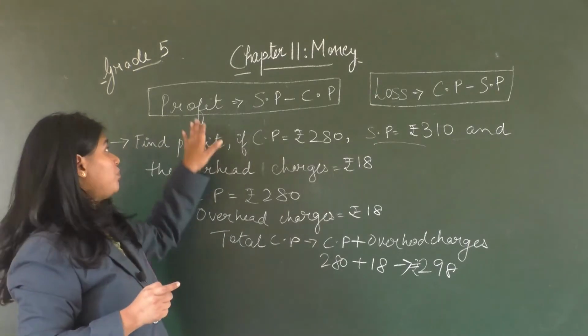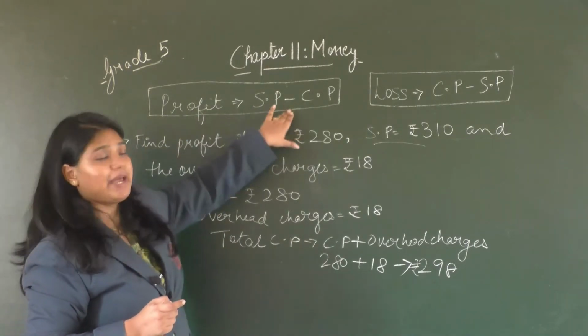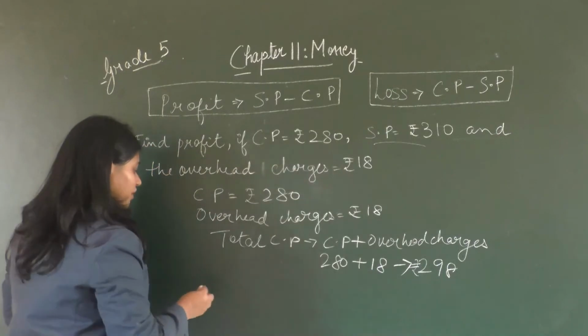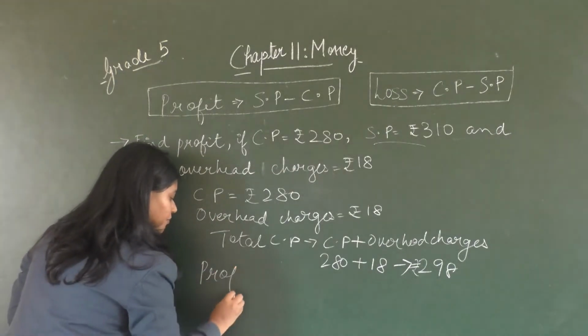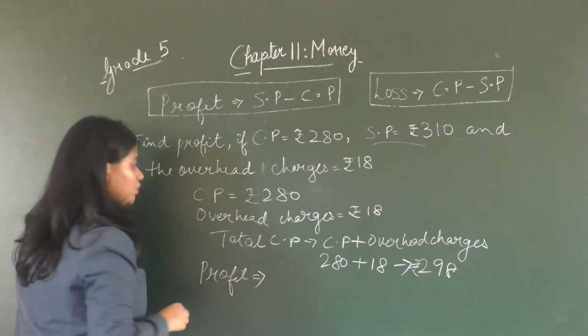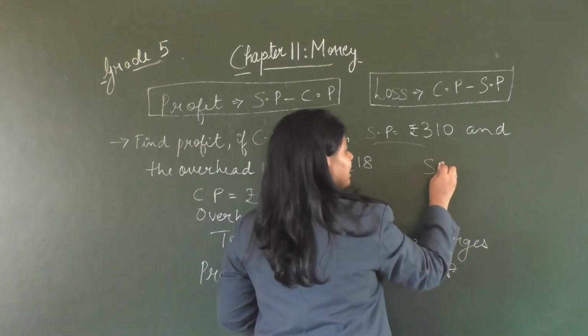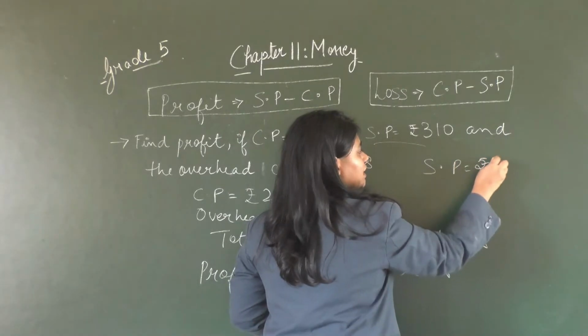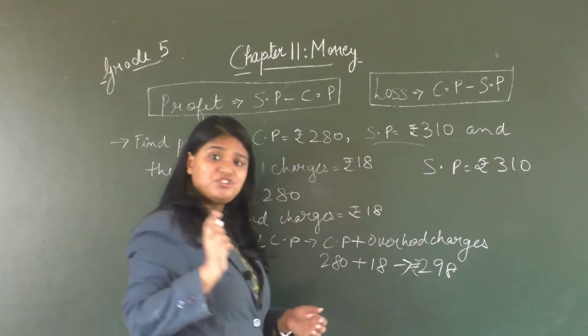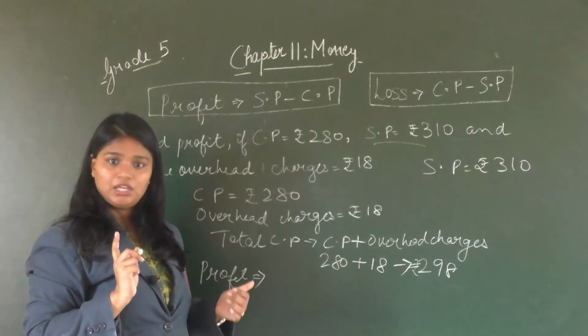Now we know that profit is equal to SP minus CP. So you will write profit is equal to, now before mentioning profit you will also mention selling price is equal to rupees 310. You have to mention all the three values which are given in the question.